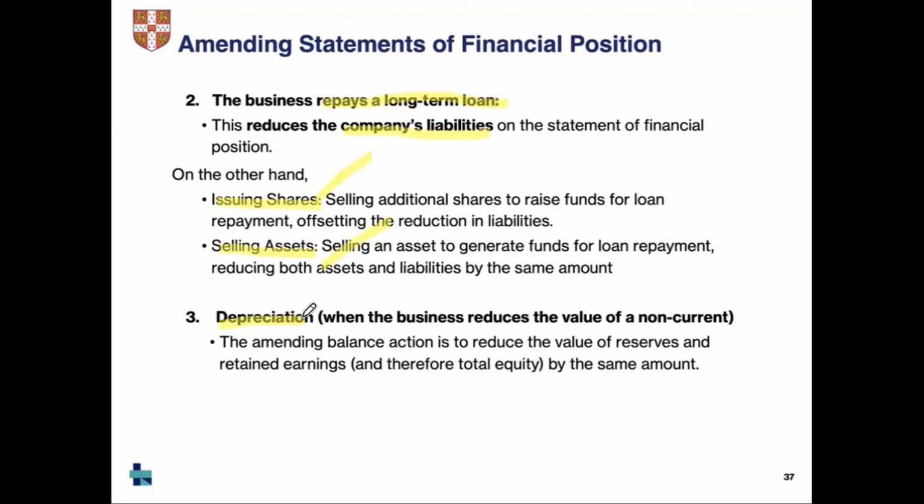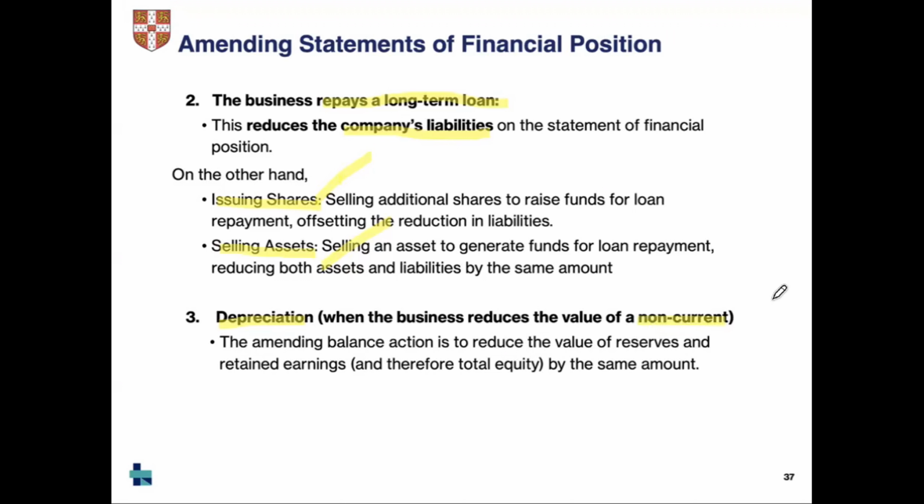So a business needs to reduce the value of its non-current assets from time to time. Only its non-current assets, and we'll explain why a business only depreciates the non-current assets. We'll talk about depreciation as a standalone topic. So the amending balance action is to reduce the value of reserves. When a business depreciates its non-current assets, the alternative transaction, the balancing or the knock-on effect, is to reduce the value of the reserves.